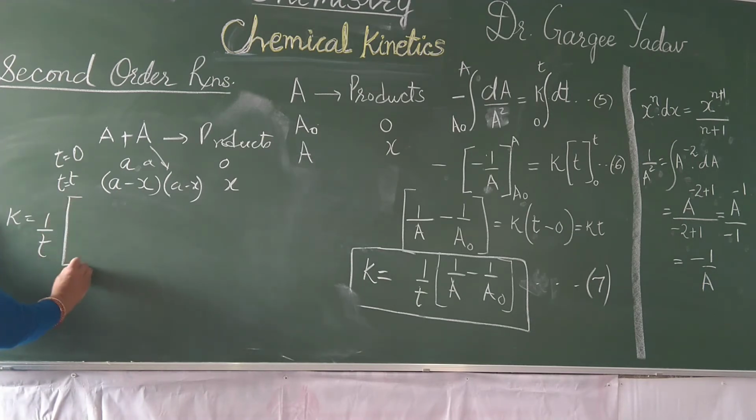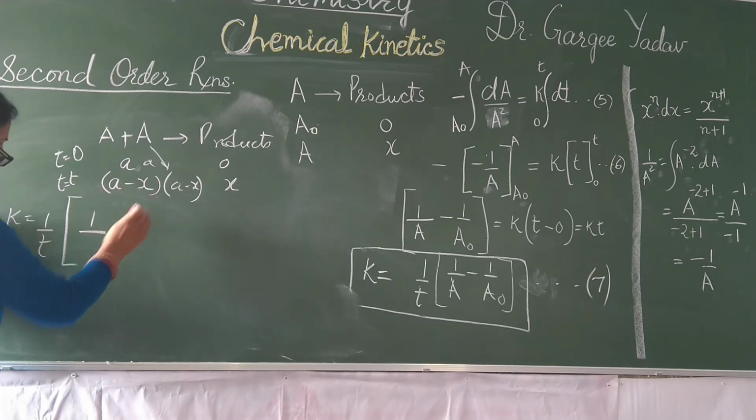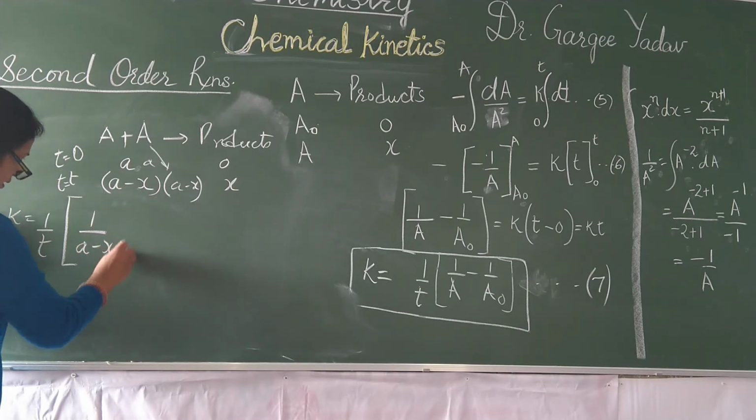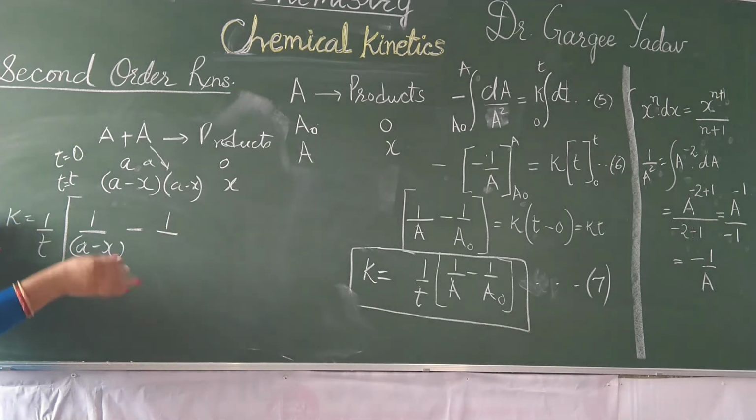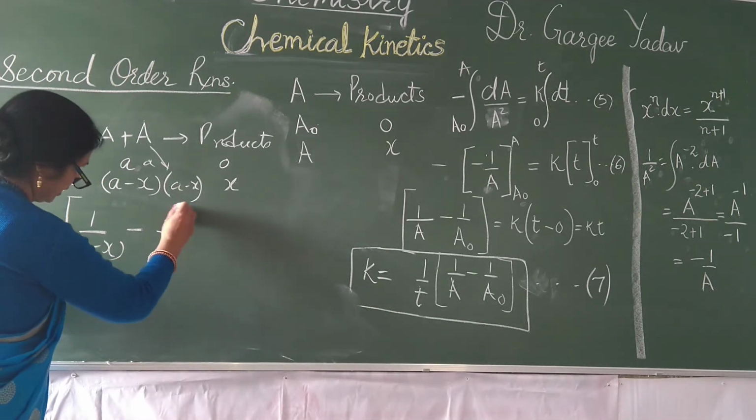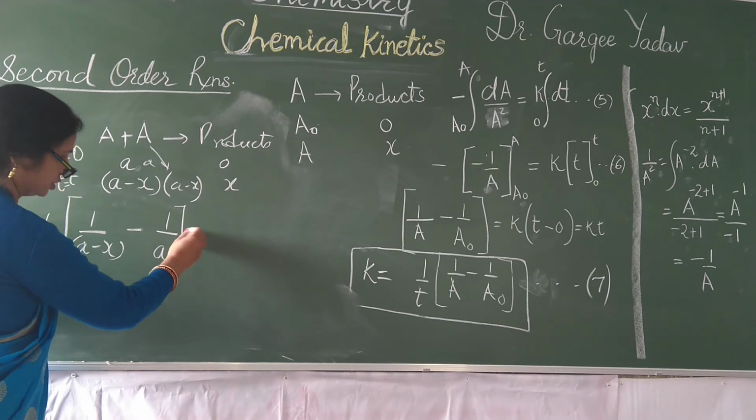It's very simple. And 1 upon A, what is A? A is actually A minus X. So it will be 1 upon A minus X minus 1 upon A naught. A naught is our initial concentration. So you can calculate it in this fashion also.